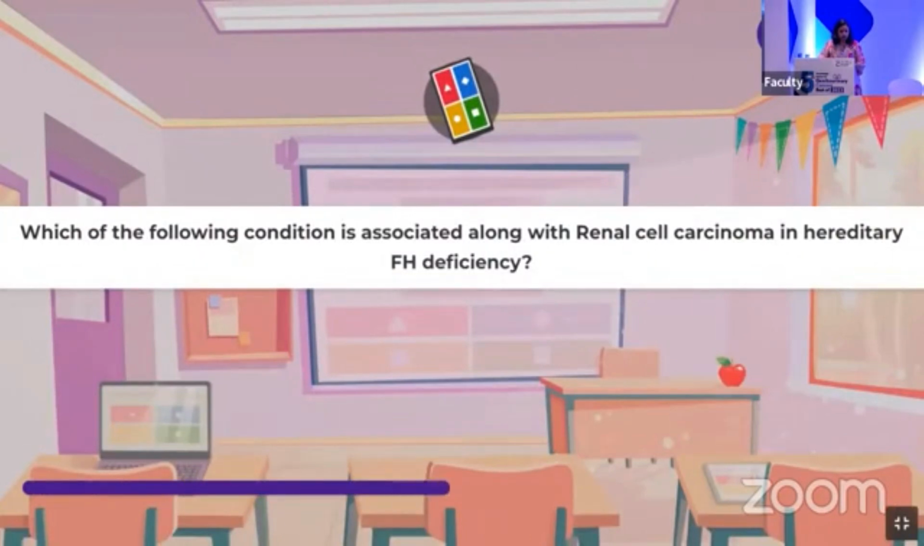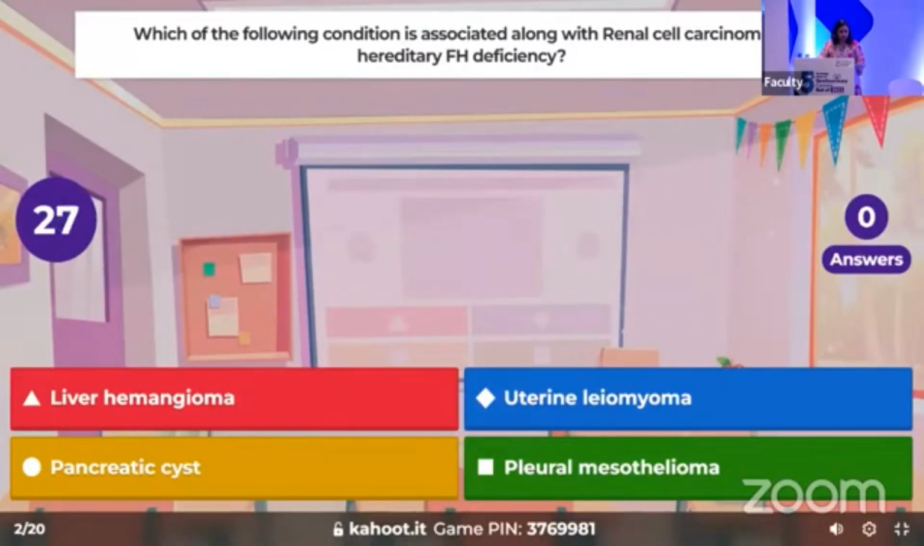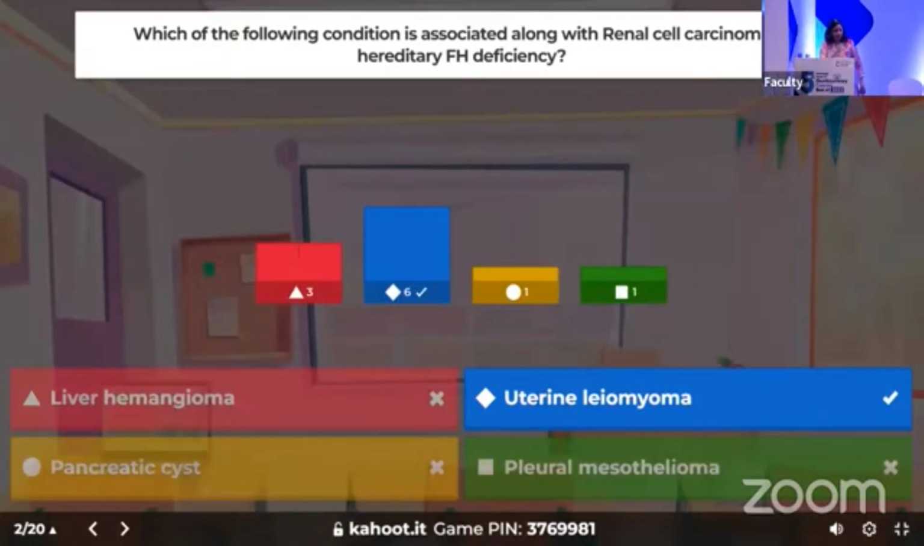Which of the following conditions is associated with renal cell carcinoma in hereditary fumarate hydratase deficiency, that is FH deficiency? The options are liver hemangiomas, uterine leiomyomas, pancreatic cyst, pleural mesothelioma. So your countdown is on. So pick the right option. So the right option is uterine leiomyoma, and 6 have got it right.